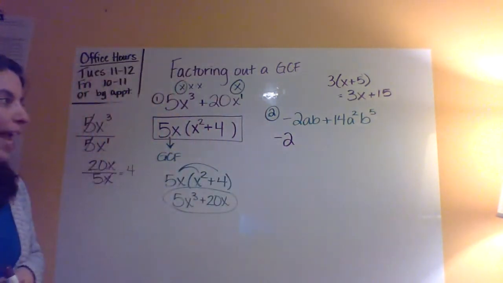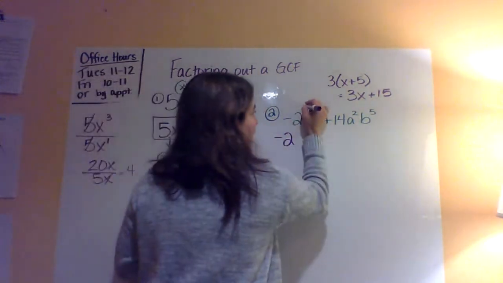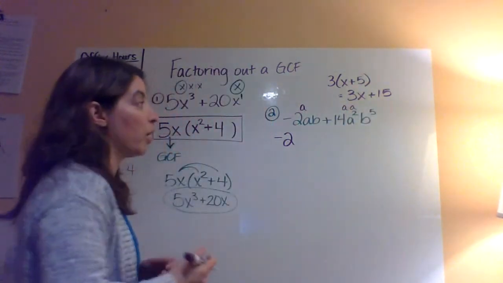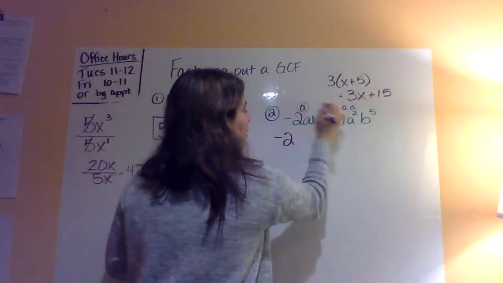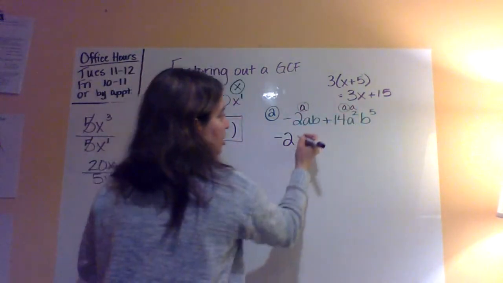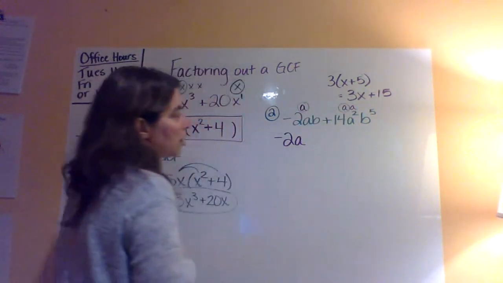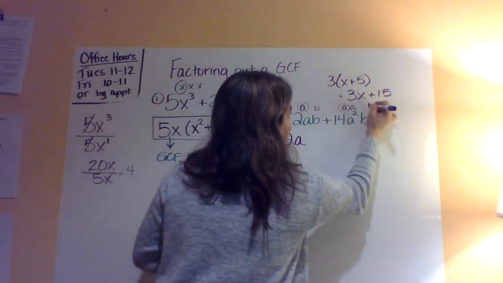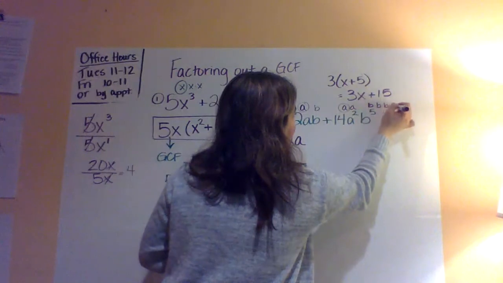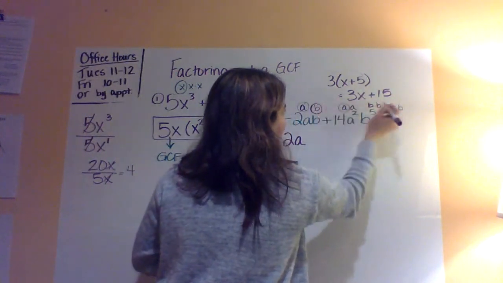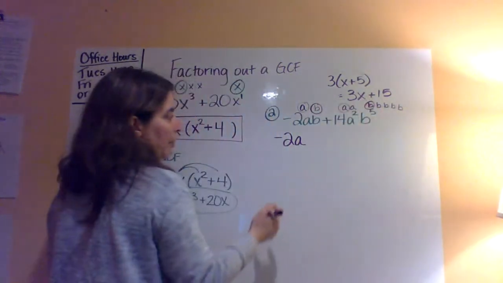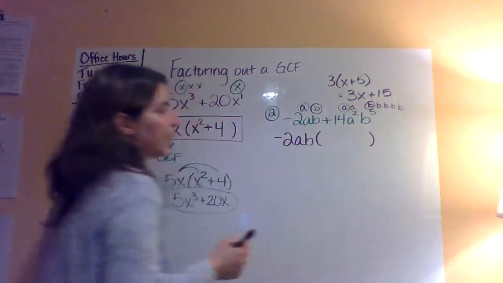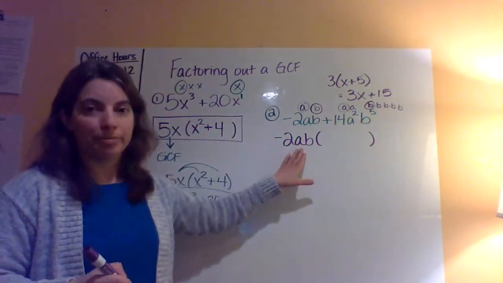And then I look at the a's. So again, this is an a, and this is a times a, right? What can I take out? I can take out just one a out of each. And then b, again, there's a single b here. There are 5 b's here, but that really doesn't matter because all I can take out is the 1 that they have in common. So negative 2ab ends up being my GCF.